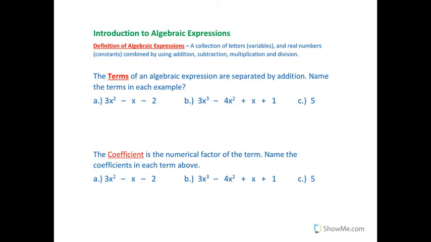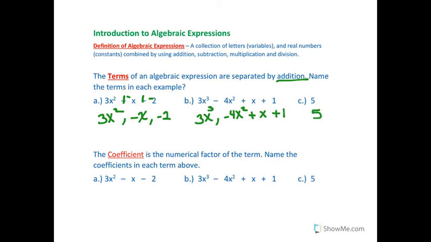In this first example, we have terms separated by addition. So we have 3x squared, and then we have a plus a negative x and plus a negative 2. So we have 3x squared is a term, and minus x is a term, and negative 2 is a term. And for the same reason in b, we have 3x cubed plus negative 4x squared plus x plus 1. And the 5 all by itself is also a term.